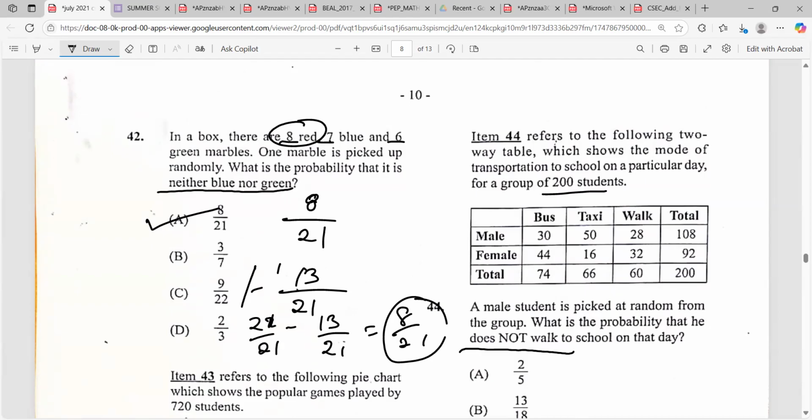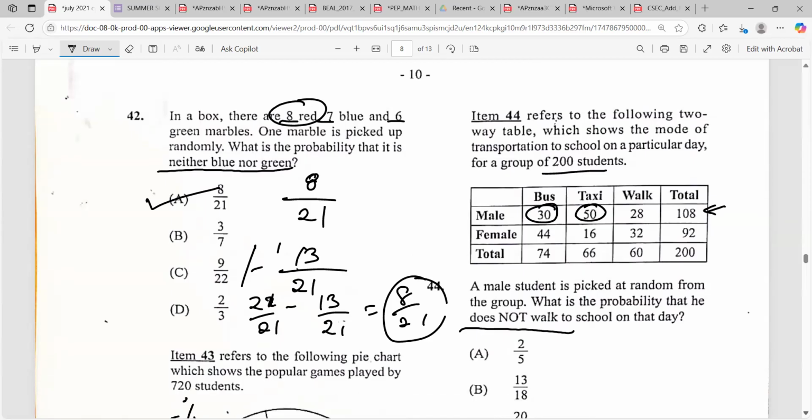All right. So if he does not walk, he either takes the bus or a taxi, right? And the total number of males will be 108. So we are focused on the male alone, right? But the grand total will be 200, because all our children did it.